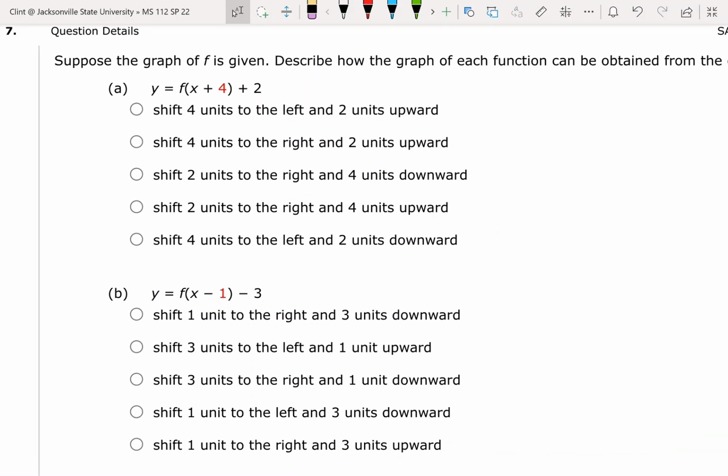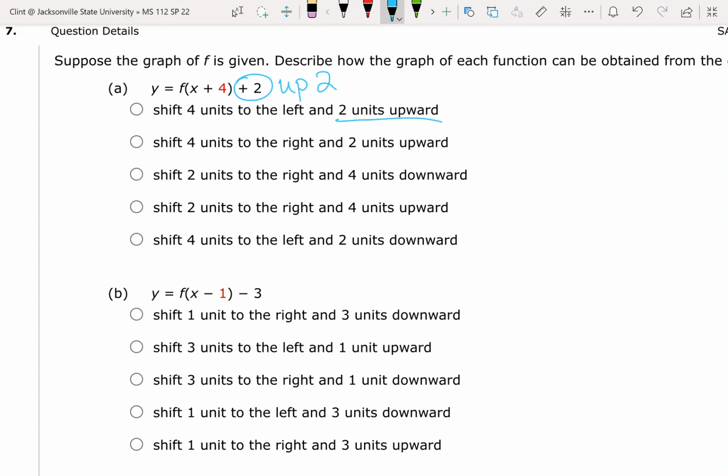Number 7, we're thinking about transformations on a graph, how it's got moved around and changed. So this one gives us y equals f of x plus 4, plus 2. So we're thinking about if we start with f of x, what would be different from f of x to this thing? And what have we done? So this plus 2 on the outside, what's that going to do to our graph? Remember? It's going to go up 2 units.